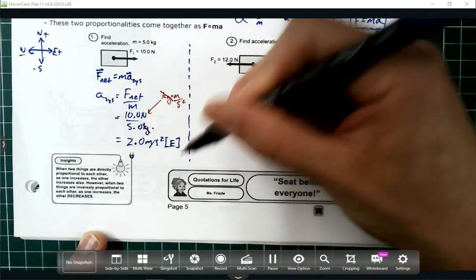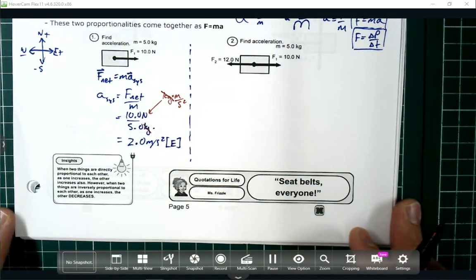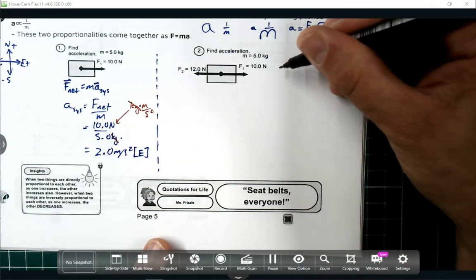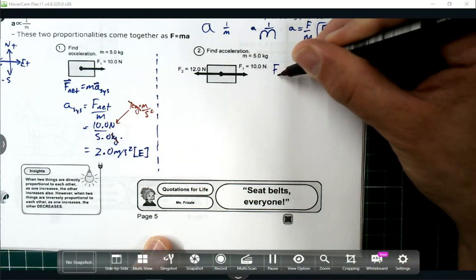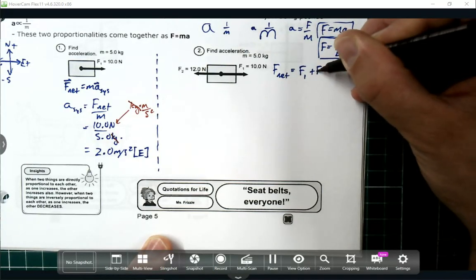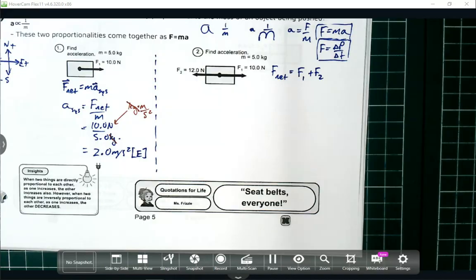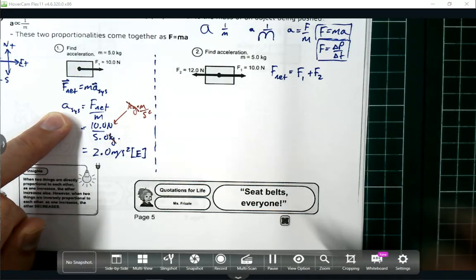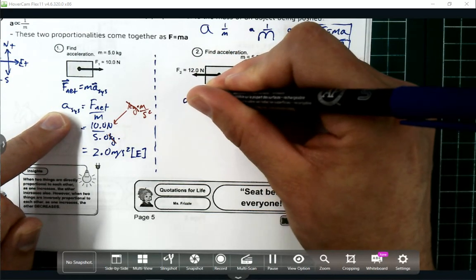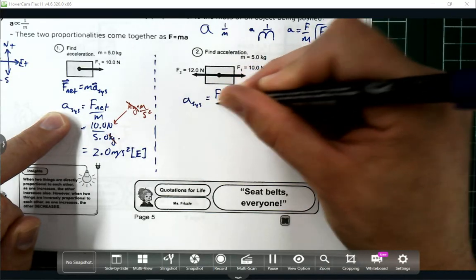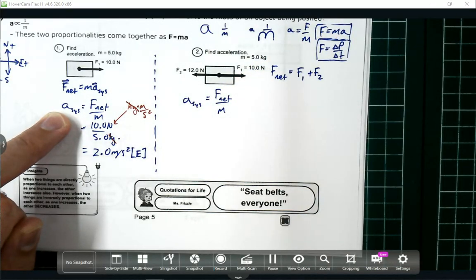I want to break up the workspace here. Now I got a situation where somebody could argue this is like a tug of war. And if it's a tug of war, that means that the net force expression could be written as force 1 plus force 2. It's only a one-dimensional tug of war, it's back and forth. But what that means is that when I get my acceleration of the system statement set up, I'll just jump to that step. A sys is equal to F net divided by m.